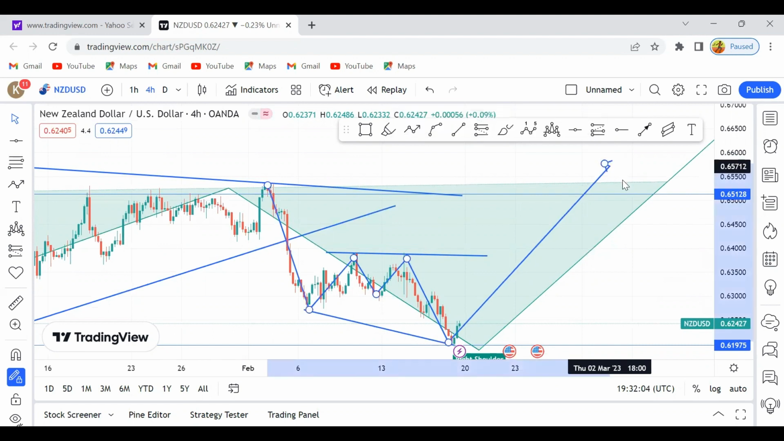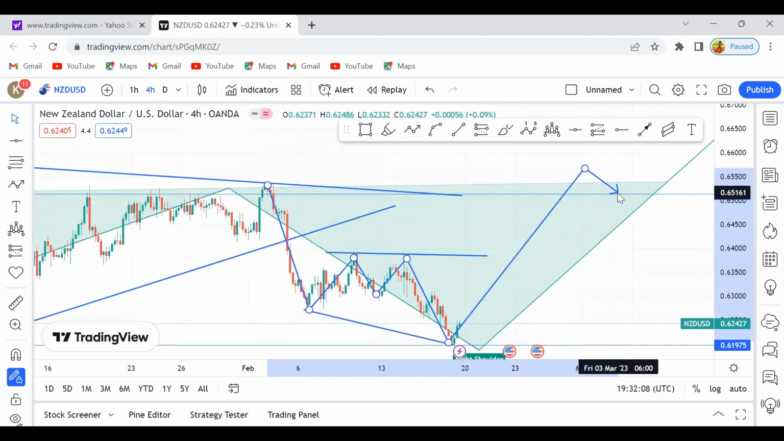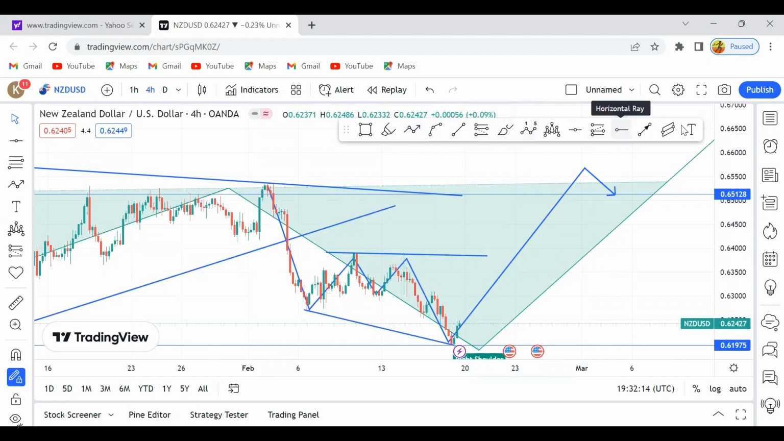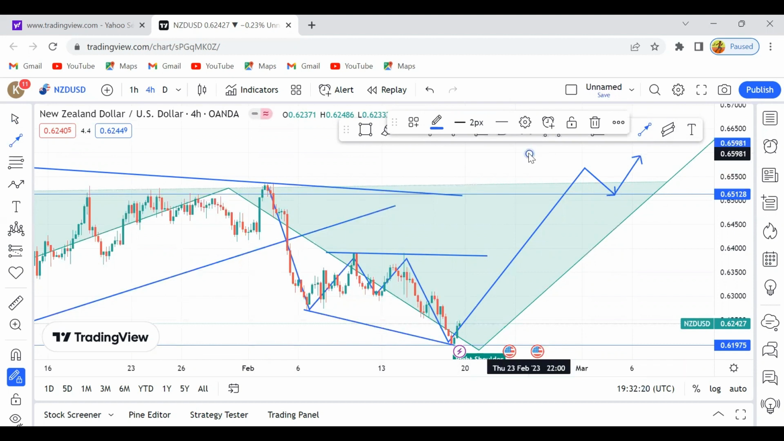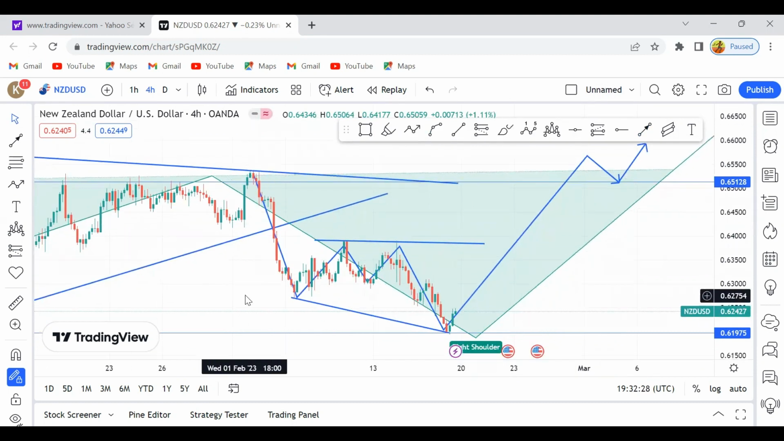So this is what I would actually expect from NAS100. Move to retest at this level here before shooting to the upside. Possibly, but however, we are looking for more confirmation from this trade. Actually, we do have confirmation at this zone here.